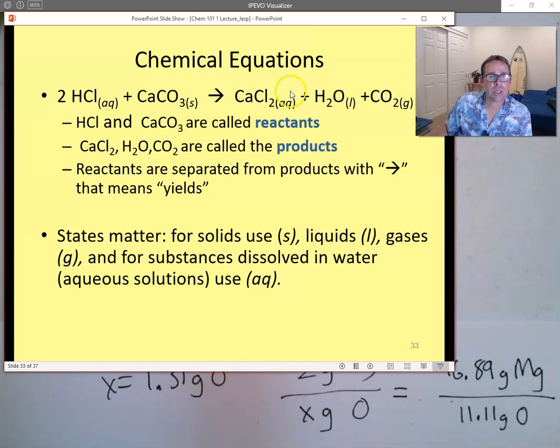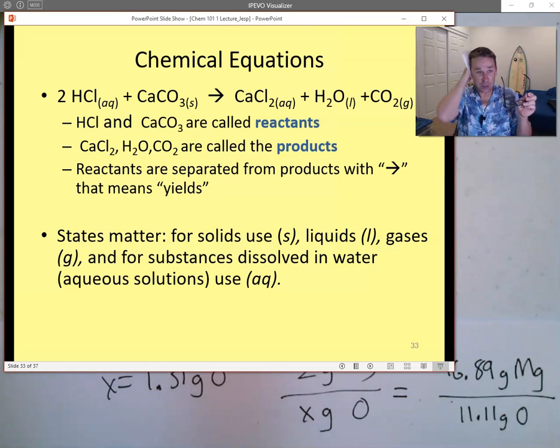AQ stands for this word right here, aqueous. Aqueous means that the substance is dissolved in water. So it's not liquid, it's just dissolved in water. Does that make sense? Dissolved in water? Yeah. Okay. Very good.